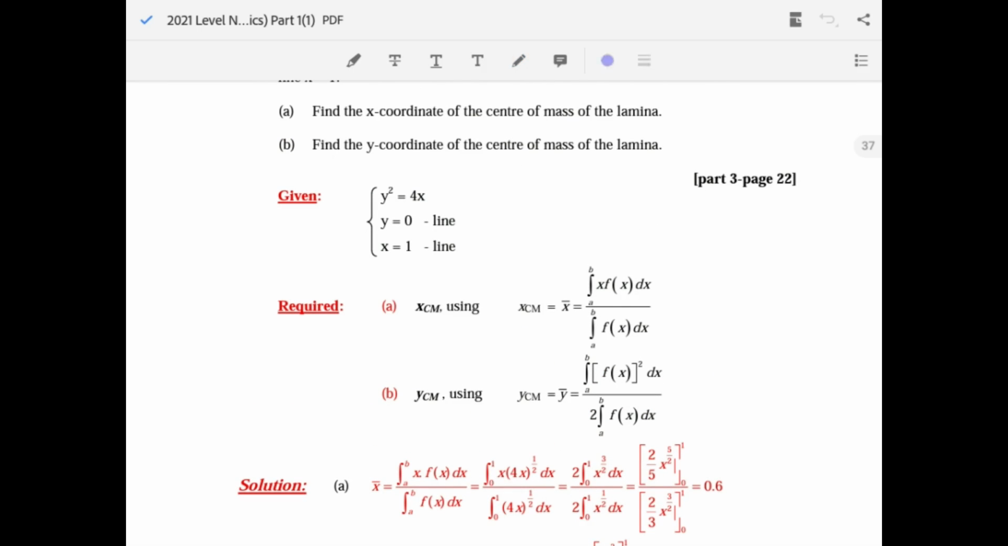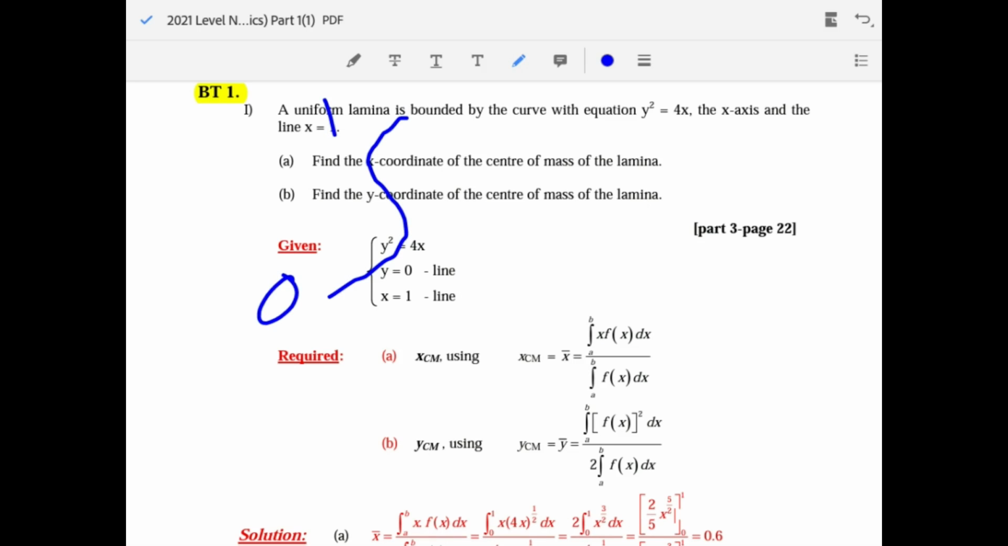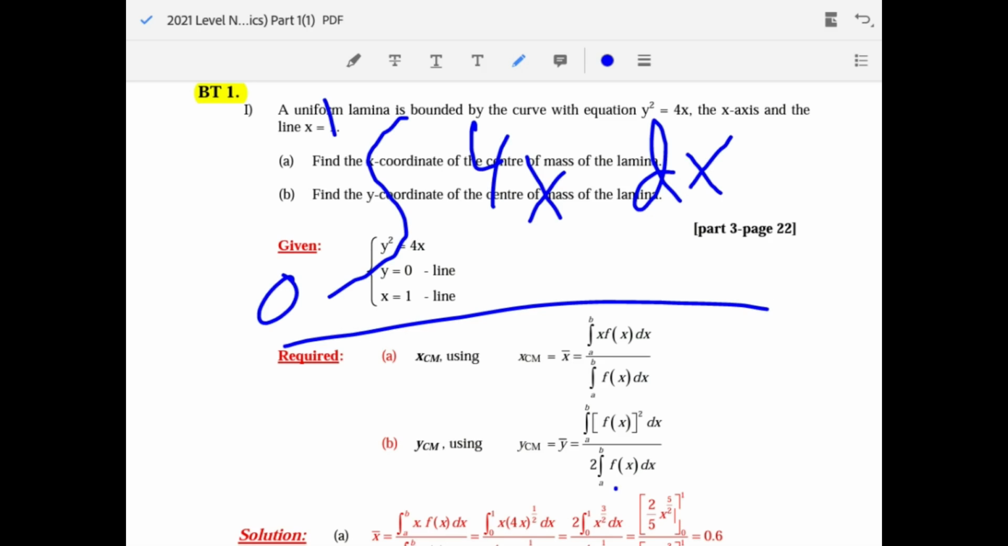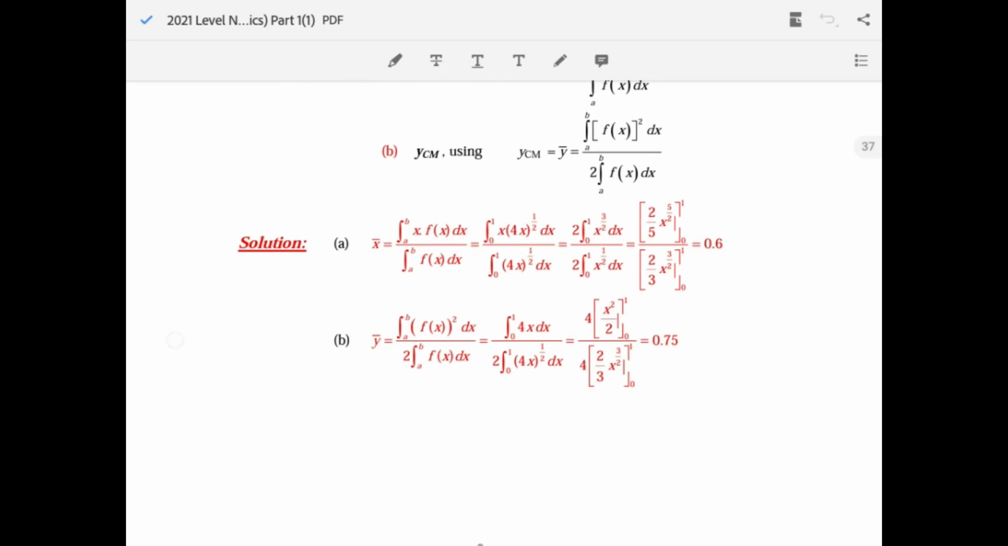Find the y coordinate. It's another formula, this one right here. So from the graph we do 0 to 1 of f of x squared, and you already have the y squared here, so just put 4x dx over 2 integral 0 to 1 of 2 root x dx, and then put it in the calculator and solve, or do it like we did in math, and you get 0.75.